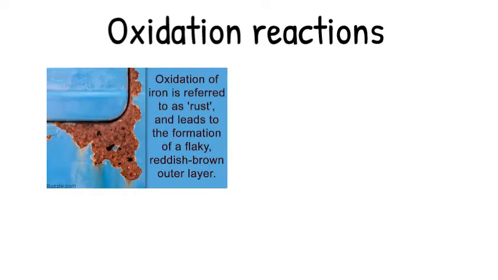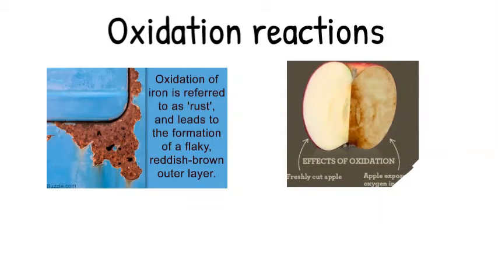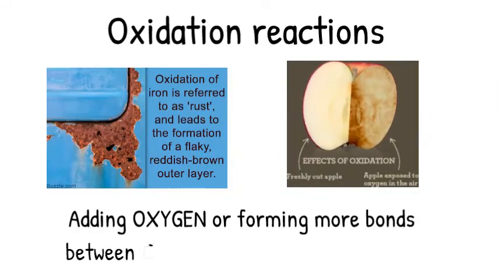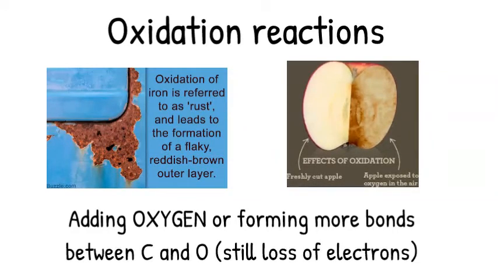First of all, let's take a look at a couple of examples of oxidation reaction. Rust on a car being one of them, and fruit or food browning or spoiling from being exposed to oxygen, both examples of oxidation. Although in redox we define oxidation as the loss of electrons, in organic chemistry we tend to think of it as adding an oxygen atom, or better, forming more bonds between carbon and oxygen.